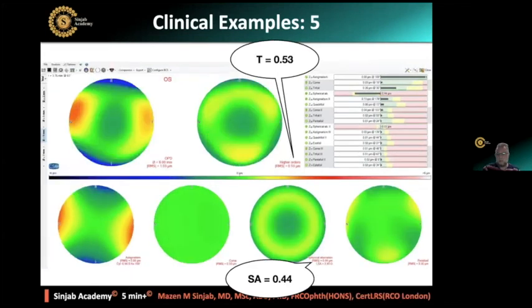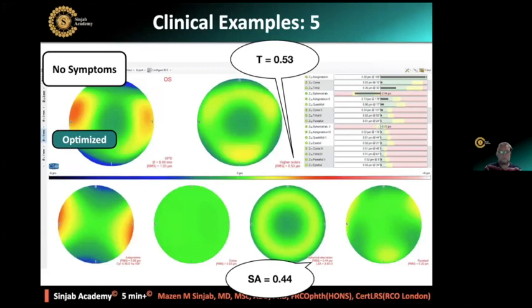This is another example. Of course, you see that the numbering of the examples is different. So clinical example 5, however, because they are from another presentation of mine. Now the total is 0.53, borderline on account of spherical aberration, which is 0.44. So a very interesting case. The patient doesn't have symptoms, and we are planning for LASIK. Okay, we can do it optimized, so no worries. Phakic IOL, it will be okay.